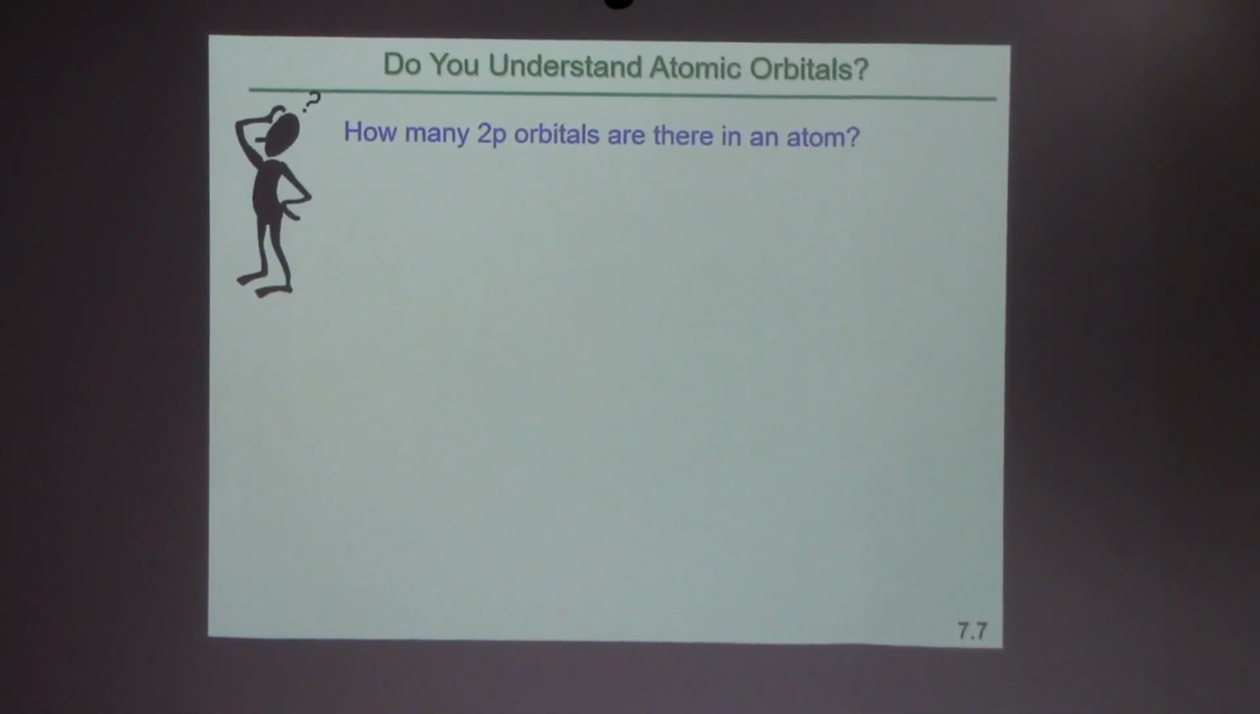How many 2p orbitals are there in an atom? Okay, 2p means that n equals 2. P means that l equals 1. If l equals 1, the values of ml can be either negative 1, 0, or plus 1. That means there are 3 orbitals.